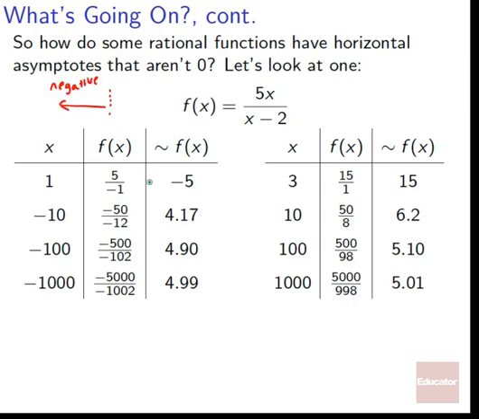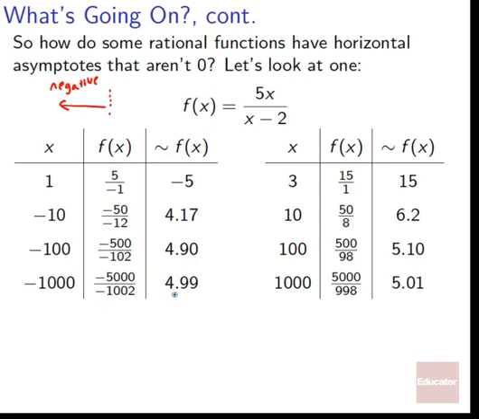If we plug in 1, we'll get 5 times 1 over 1 minus 2, so we get 5 over -1, which is -5. If we plug in -10, we'll get -50 over -12, approximately 4.17. -100, -500 over -102, approximately 4.90. -1000, -5000 over -1002, 4.99 approximately.